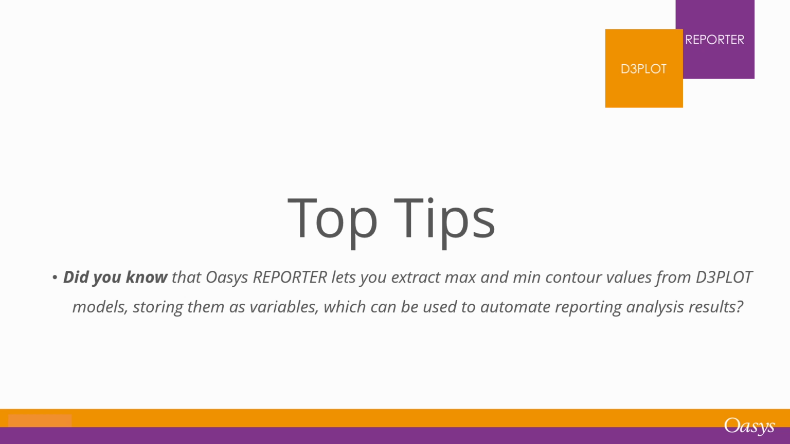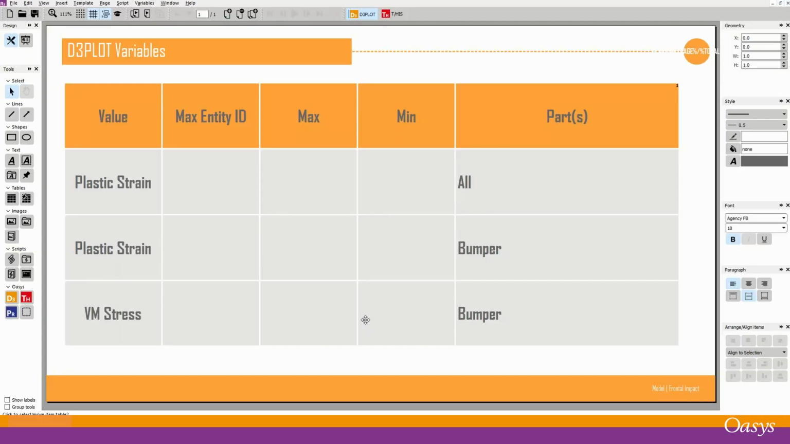Did you know that Oasys Reporter lets you extract max and min contour values from D3PLOT models, storing them as variables, which can be used to automate reporting analysis results? I was inspired to do this top tip because I was recently asked how this can be done, and I thought what a perfect opportunity to show people. So I've got a reporter template open and I've made a table here with various values that need to be populated, and I'm going to show you how those can be populated in this top tip.